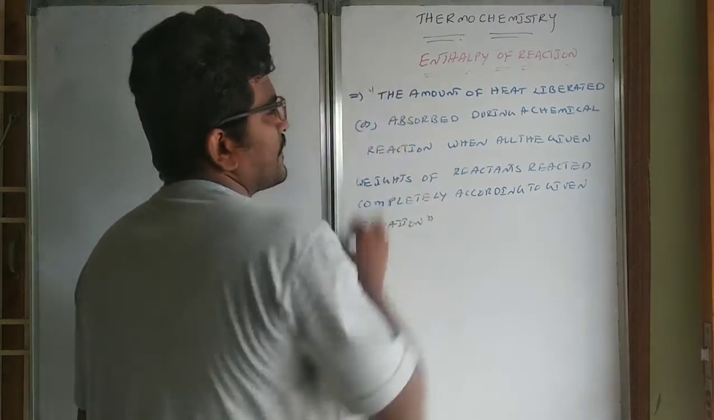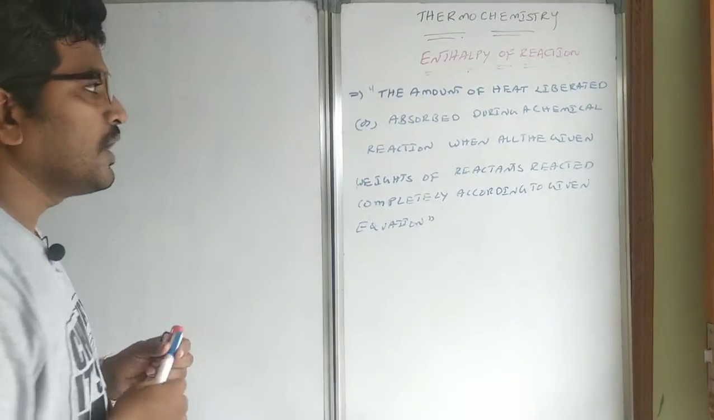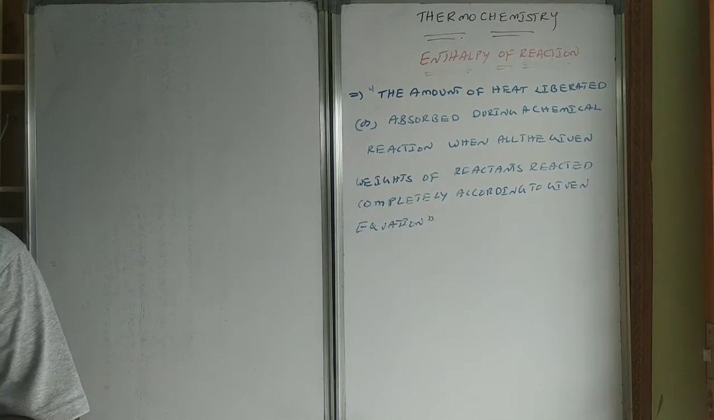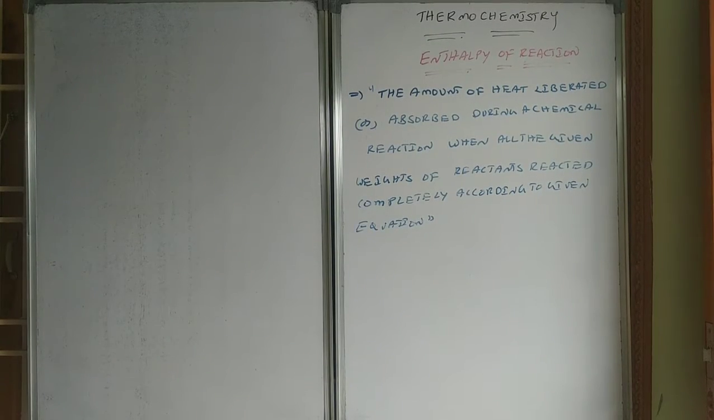So see, the amount of heat liberated or absorbed during a chemical reaction when all the given weights of reactants are completely reacted according to the given equation is known as the enthalpy of a reaction. So whenever you take any chemical reaction, when all the reactants are completely reacted, then the heat liberated or absorbed is known as enthalpy of a reaction. Let us take an example.